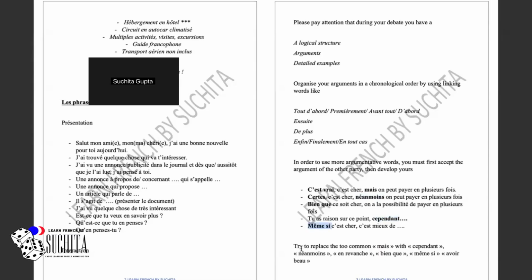Here I've written that try to replace the two common mais with other more beautiful connectors. But right now we have not done it. So if you know, you can use. If you don't know, it's fine. Certes, c'est cher. Néanmoins means néanmoins and cependant. Both are synonyms and both of them mean however. However, néanmoins, on peut payer en plusieurs fois.